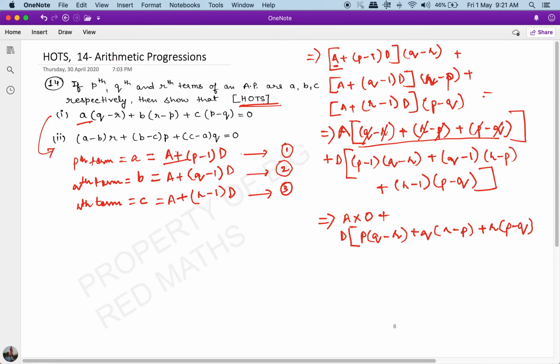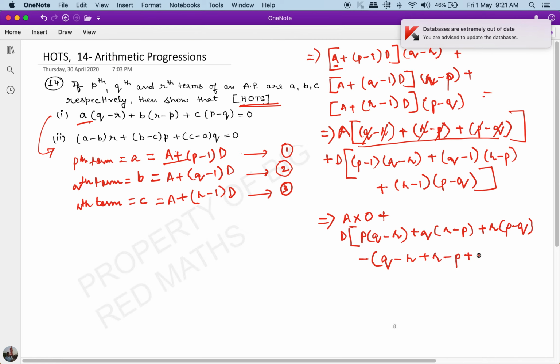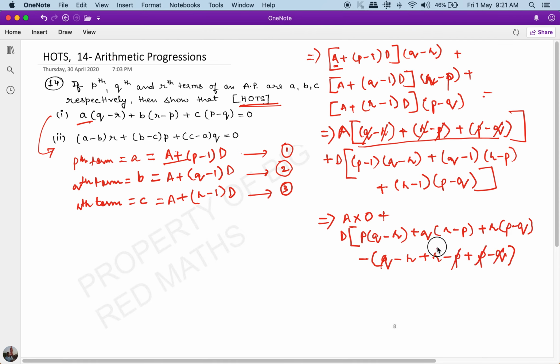Okay, this is one part, and this minus 1 is multiplied with Q minus R, Q minus R, plus the minus 1 is multiplied with R minus P plus P minus Q. Now look at this again. The Q gets cancelled with Q, the P gets cancelled with P, and the R gets cancelled with R. So you're left only with this part, okay?